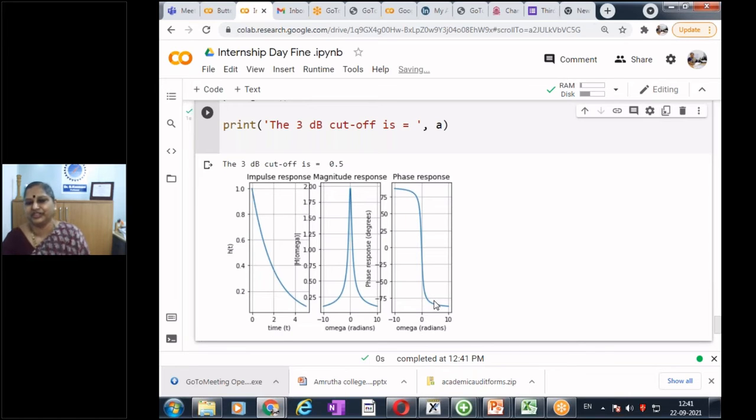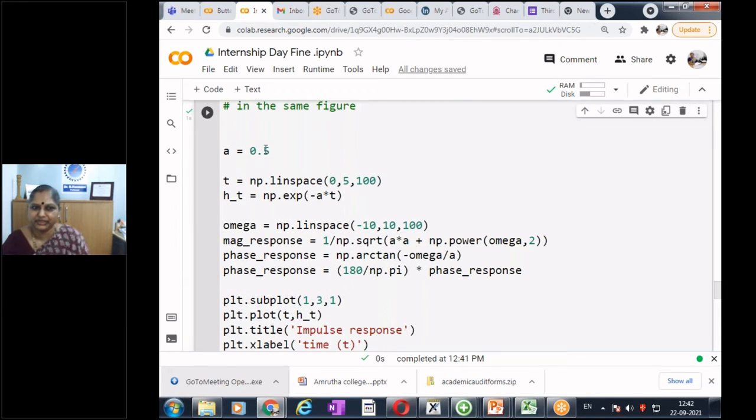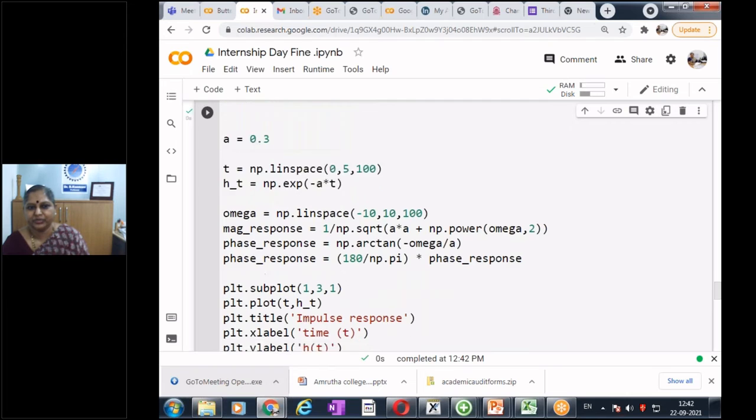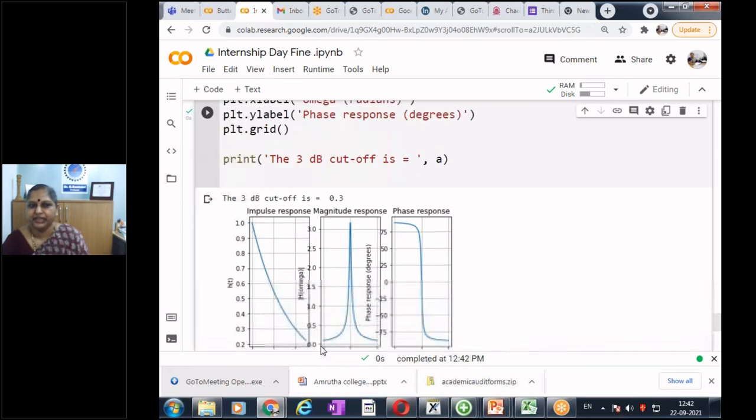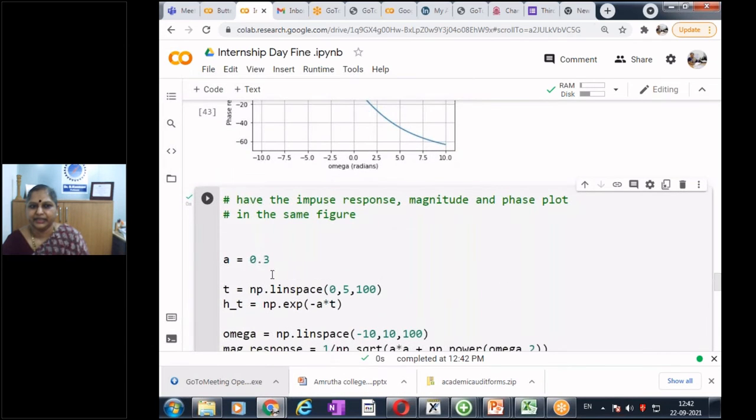If you don't want the phase response, you want only the magnitude and the impulse response, that is fine. Let me put A equal to even less. Let me put A equal to 0.3 and run it. And then what happens? See, it decays slowly, but it becomes narrower. Let me make A large. Let me make A high. Then what happens?